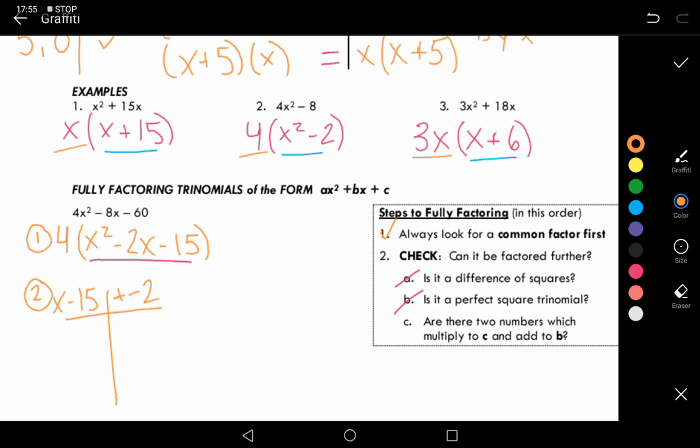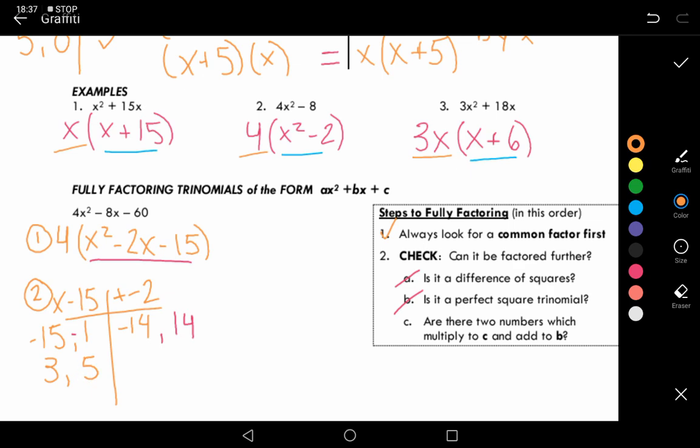Now we just start. Negative 15 times 1 is going to add to negative 14. So we know that's not it. If we reverse that, if we do 15 times negative 1, it's going to add to give us positive 14. So that's not going to work. I tried to divide 15 by 2, and I don't get a whole number there. So I move on to 3. If I divide it by 3, I'm going to get 5.